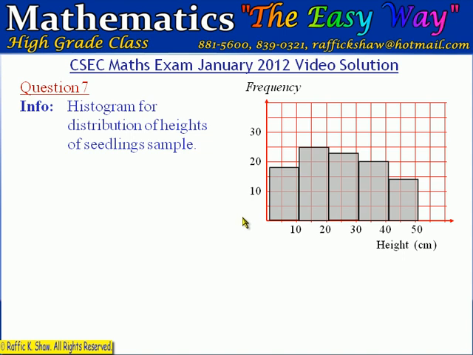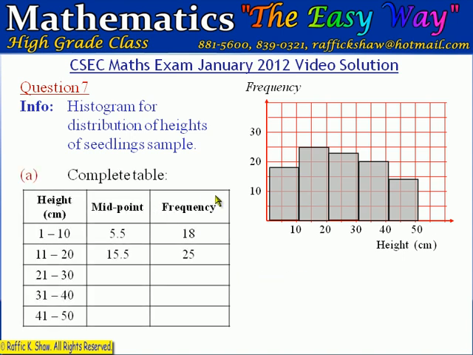Welcome to question 7, CSEC Math Exam January 2012 video solution. Now in this question 7, we are given a histogram representing the distribution of height of seedlings in a sample. Now in part A, we are given this table to complete using information from the histogram.